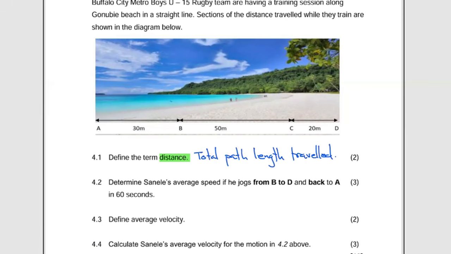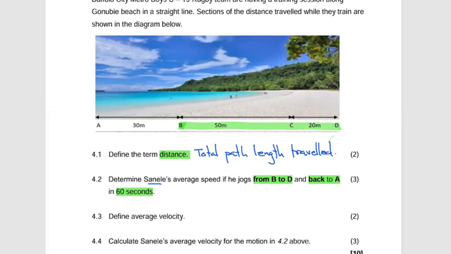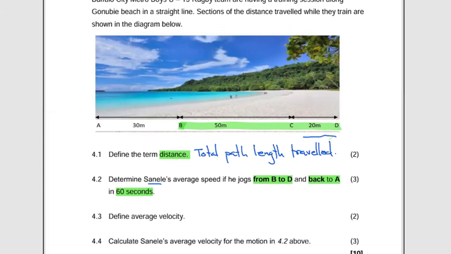Then after that, they are asking us to determine Sanele's average speed, right? So average speed, okay, we're told if he jogs from B to D, right, and then back to A, right, in 60 seconds. So we're given time. So he starts jogging from what? From B until he gets to this point of D there, right? So then after that, we're told also he jogs back to the starting point, which is our A there, right? So now we are supposed to calculate the average speed, right?